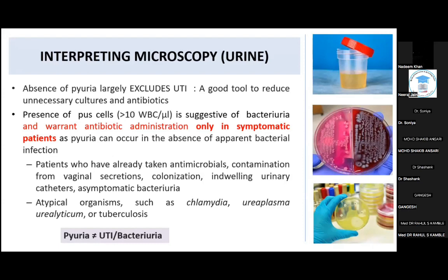Now, in the urine, the presence of pus cells, that is more than 10 WBCs, is suggestive of bacteriuria and it warrants antibiotic administration. That too only in symptomatic patients, as pyuria can occur in the absence of apparent infection, like in a patient who has taken antimicrobials, or contamination with vaginal secretions, or colonization of indwelling catheters, or asymptomatic bacteriuria, or in the case of atypical organisms such as chlamydia, ureaplasma, and tuberculosis. Therein, it's possible.